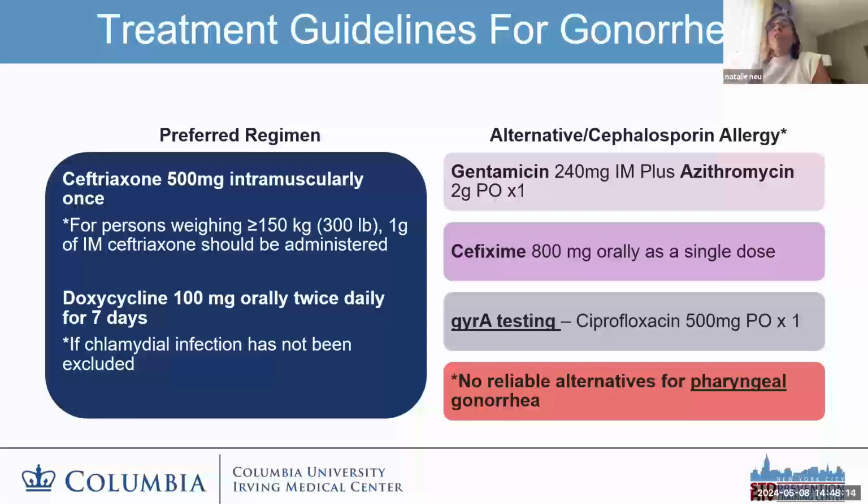There are oral regimens, but the dose is higher. It's up to 800 milligrams. So you have to be very careful if you're giving, for example, expedited partner therapy. If somebody can't come in for the injection and they don't have pharyngeal disease, then you can give them cefixime. There are no reliable alternatives to IM ceftriaxone for gonorrhea. Next slide.